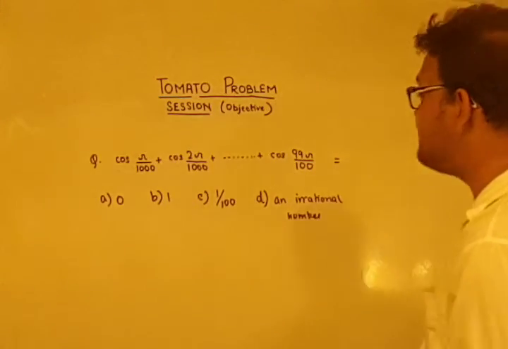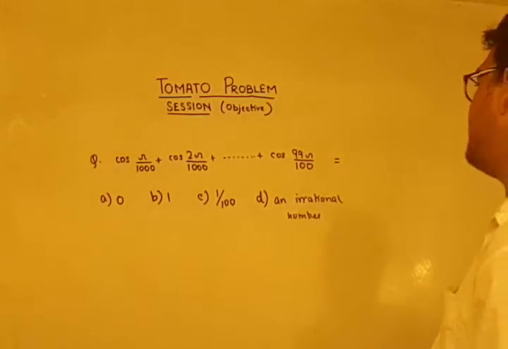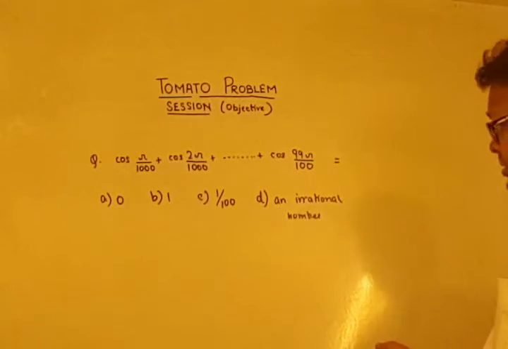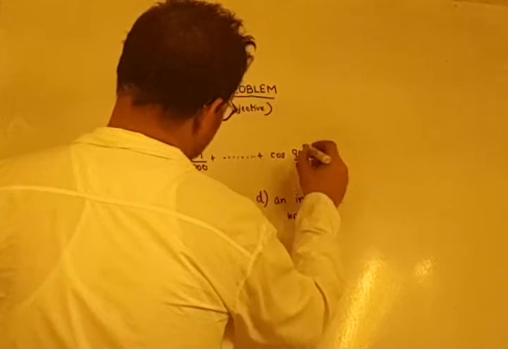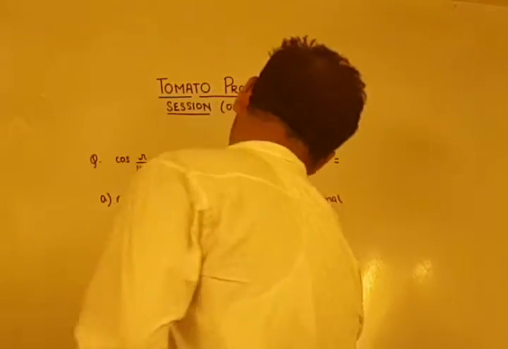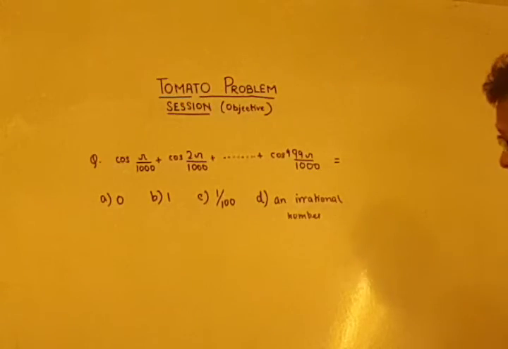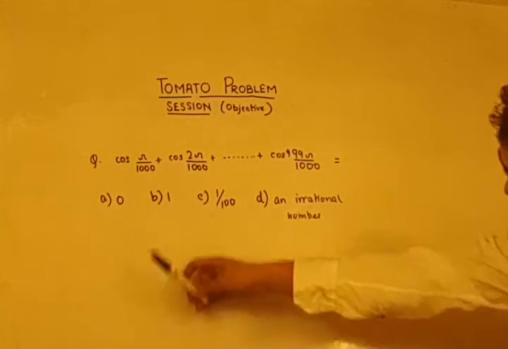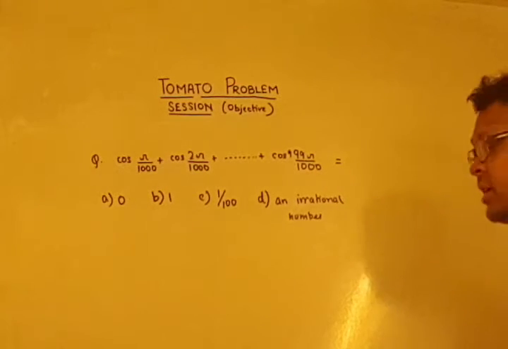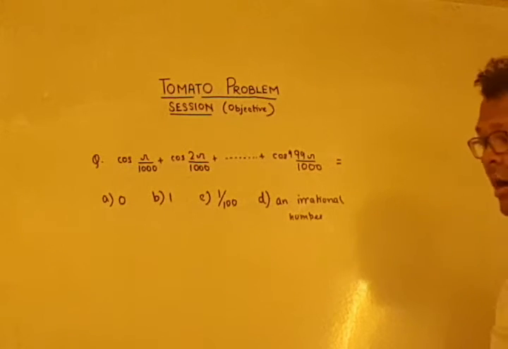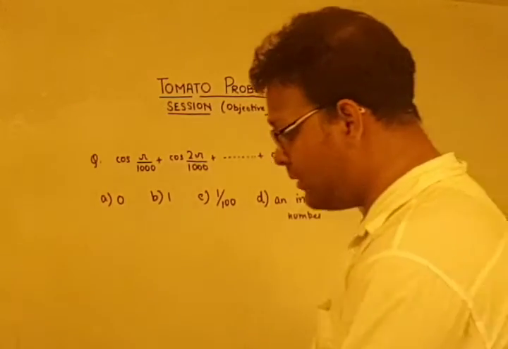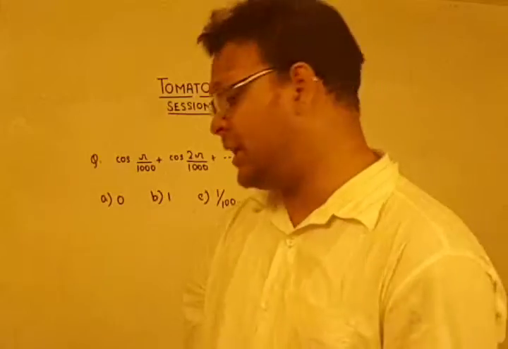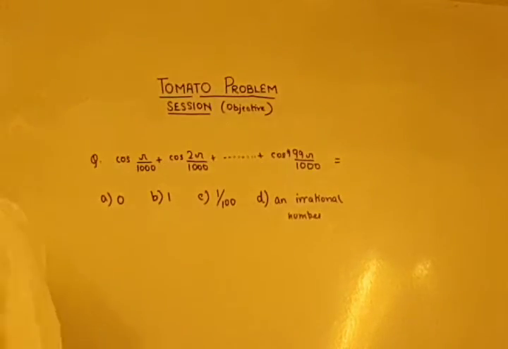It says cos pi by 1000 plus cos 2 pi by 1000 plus up to cos 999 pi by 1000 is equal to what? Is it 0, is it 1, is it 1 by 100, or is it an arbitrary irrational number? I give you some time to approach this problem before I get into the actual solution. So please see to it on the board.